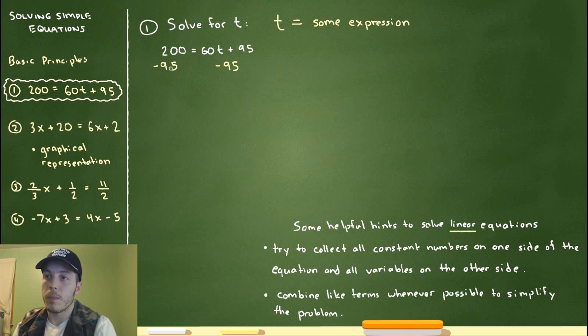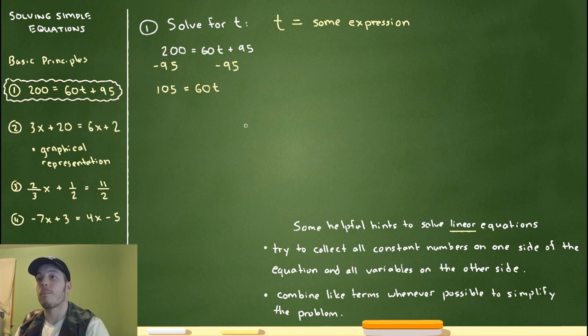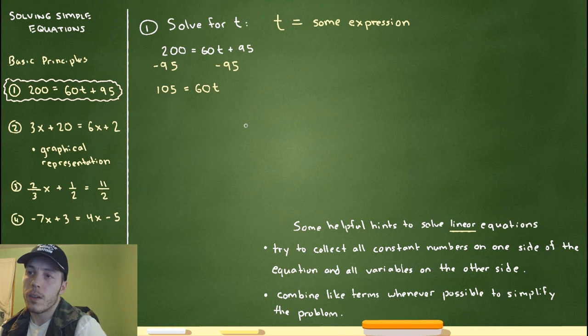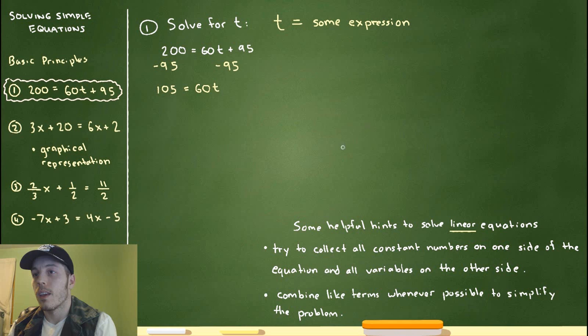So 200 minus 95 on the left side will give us 105. And on the right side, well, we have 60t plus 95, and then we minus 95. So the positive 95 and the negative 95 will add to 0, so we don't need to write that in. And we'll be left with the 60t. Okay, so now we have 105 is equal to 60t.